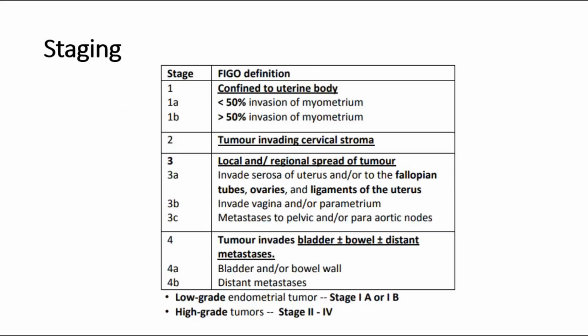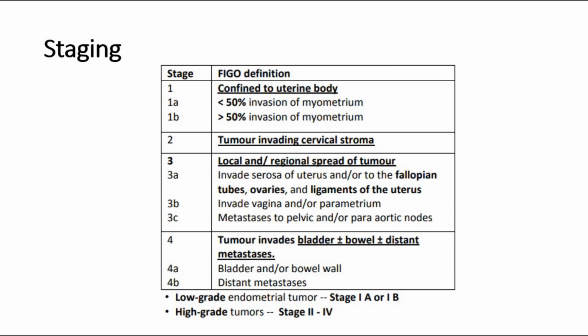So this is the FIGO staging for endometrial cancer. There are four stages. Stage 1 is divided into 1A and 1B. So in stage 1, the endometrial cancer is confined to the uterine body. 1A is less than 50% invasion of the myometrium. 1B is more than 50% invasion of the myometrium.